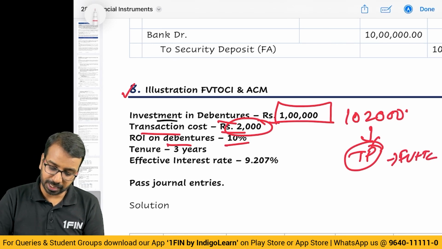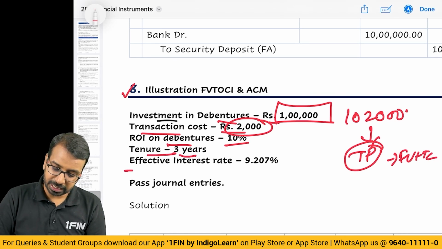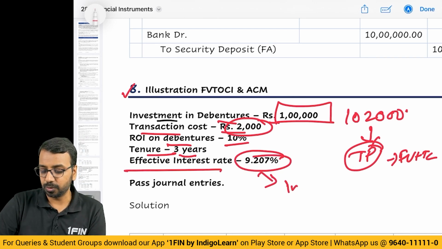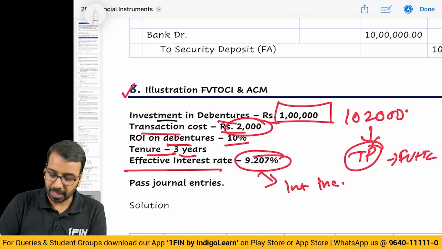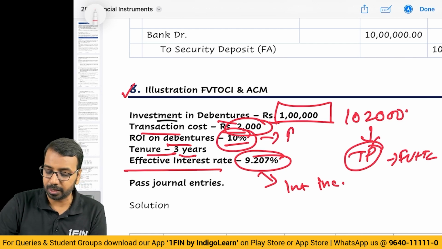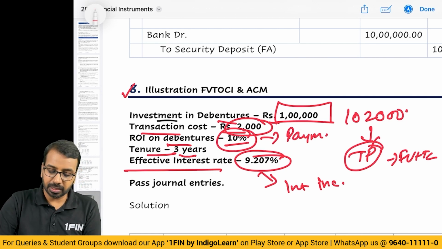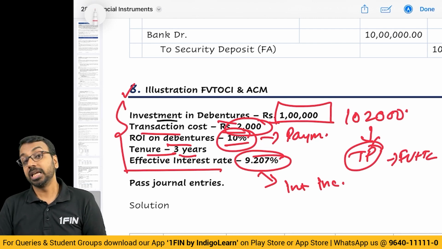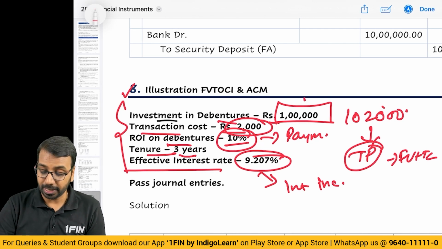Return on interest is 10%. Tenure is 3 years. Effective interest rate is 9.207%. This effective interest rate is used to calculate interest income, and the coupon rate is used to calculate payment. Now when this information is given, there is no need to separately calculate the present value. Even if you calculate the present value, you will get 1,02,000.